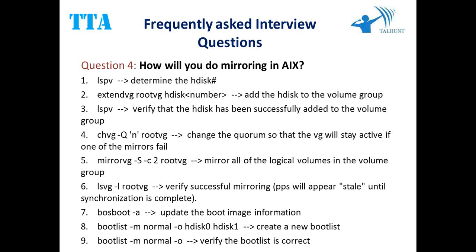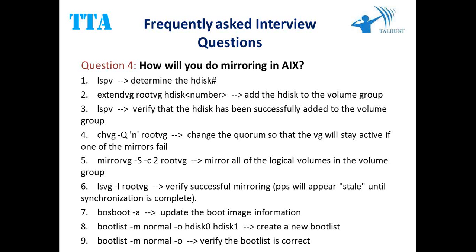And what you need to do is update the boot image so that the second disk also has the boot logical volume created and is capable of booting. The command is bosboot -A, so that all the disks get the boot logical volume. Then you have to create a boot list. The boot list is the way we tell the system what the boot order should be.